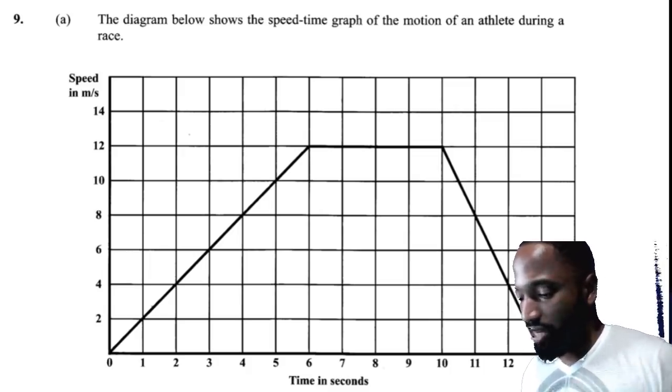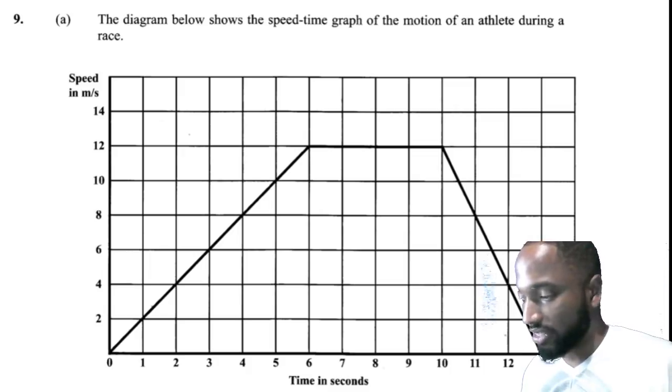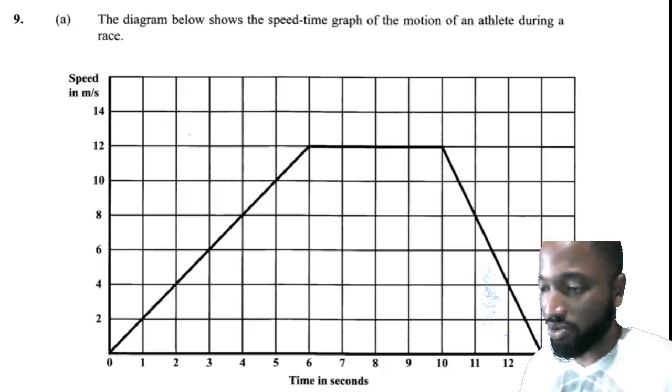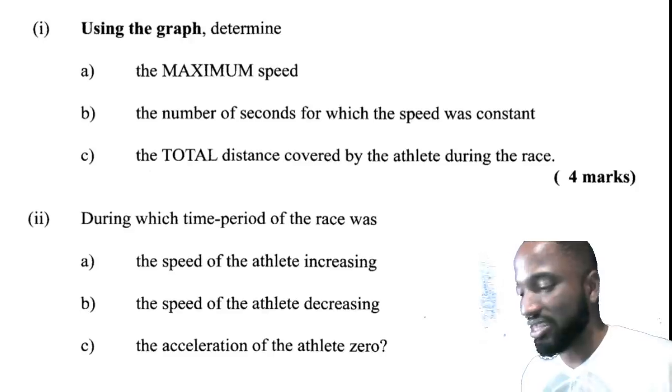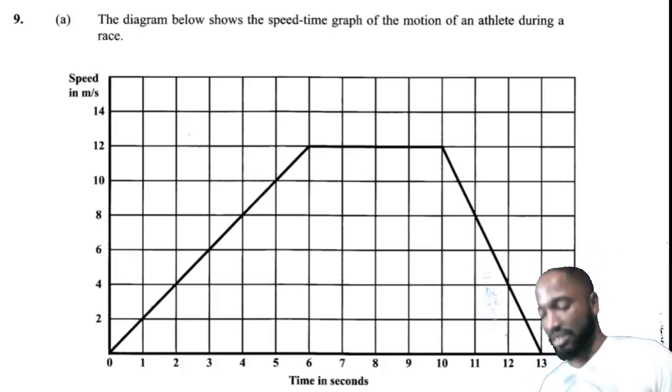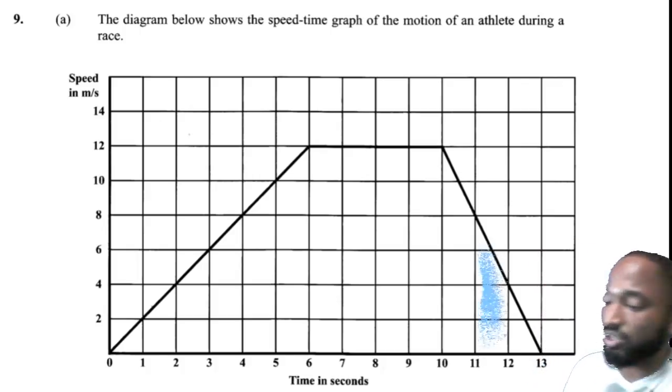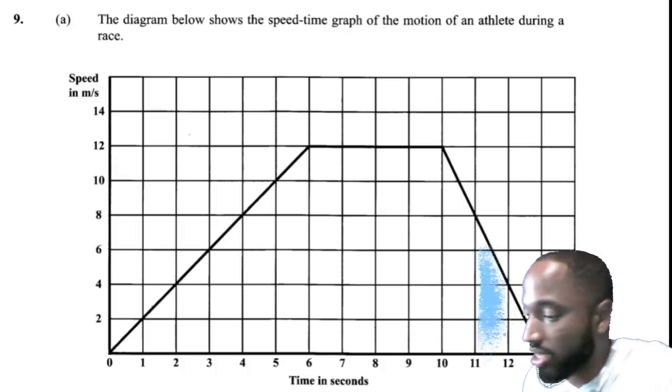And they ask us a whole heap of things about this graph. As I do the questions, you'll get to understand a little bit more about velocity time graphs or speed time graphs. So you'll use the word speed, right? If you hear me saying velocity, I really meant to say speed. Velocity is just a vector quantity, whereas speed is concerned.